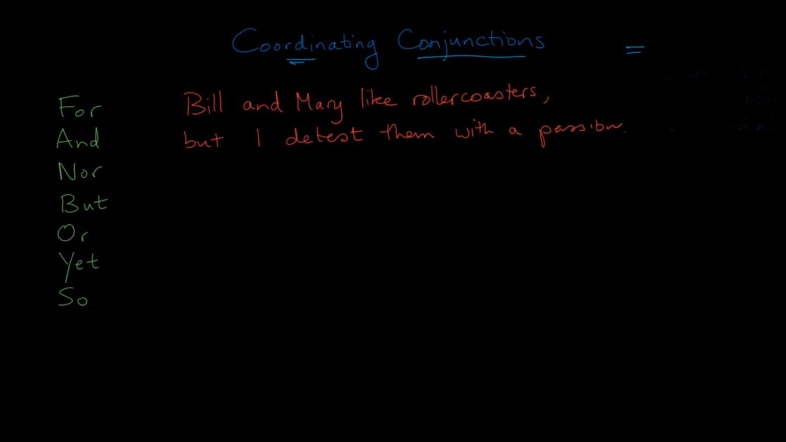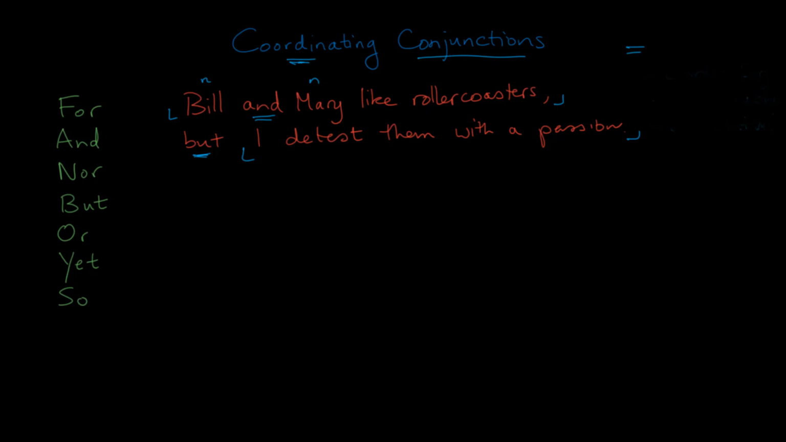Now that can be just a couple of words. So if you look at this sentence here, with Bill and Mary, we're connecting two nouns with each other, like roller coasters. And we also have but, and but here connects two entire clauses. So the first one is Bill and Mary like roller coasters. That could be a sentence by itself. And then I detest them with a passion. That can also be a sentence. And so but is doing the work of connecting them. So again, coordinating means that these are equal elements.